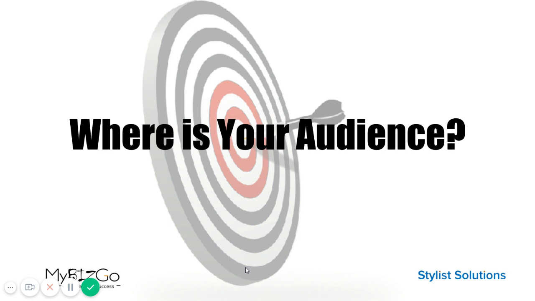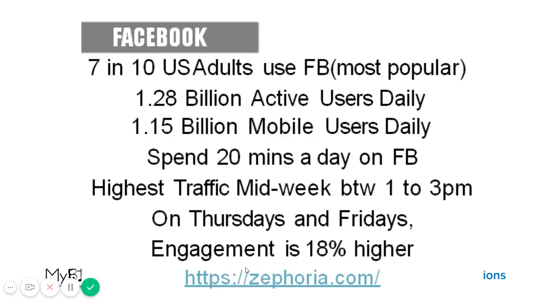You really want to figure out where your target audience is, and then that's where you want to focus in on. So here are some stats for Facebook. About 7 in 10 US adults use Facebook, so it's definitely the most popular of all social media platforms. And I'm sure these numbers were from 2017 or 2018 probably, so they're probably higher by now, but about 1.3 billion active users daily, 1.2 billion mobile users daily.